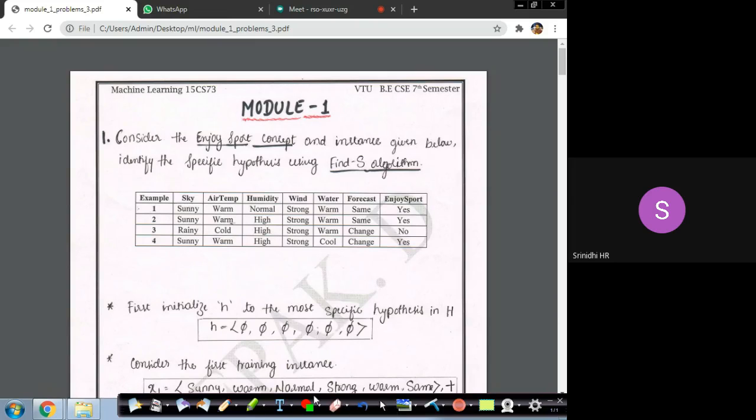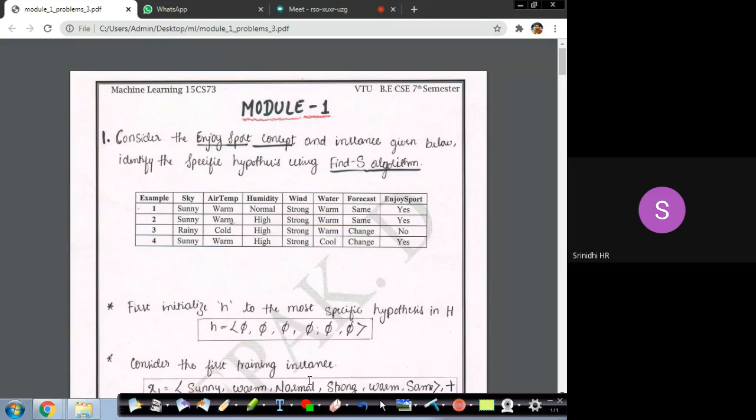First, you must remember the difference between the Find-S algorithm and the candidate elimination algorithm. Of course, we went through each and every step of the algorithm in the previous video also. The main difference is that the Find-S algorithm accepts only the positive examples. It rejects the negative examples. The candidate elimination algorithm considers both positive as well as negative examples and reflects on the hypothesis H. This is the very first thing. Let's see how the problem goes, the kind of examination question you can expect in your examination.